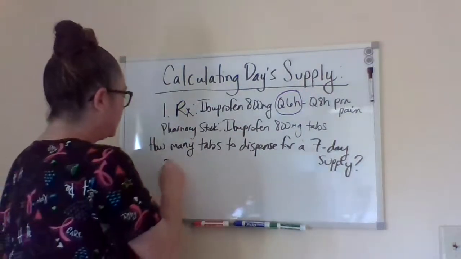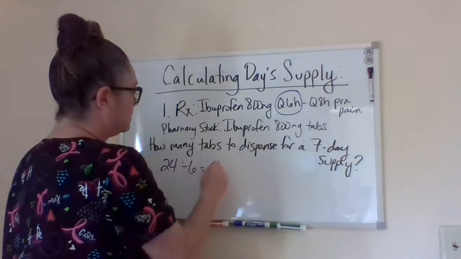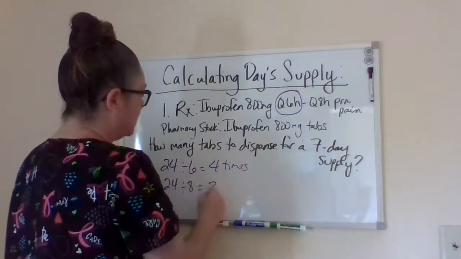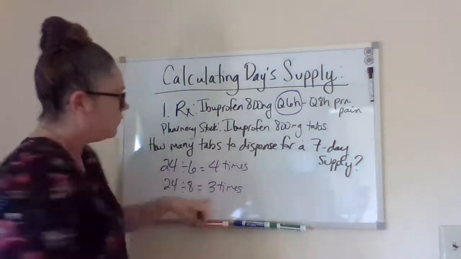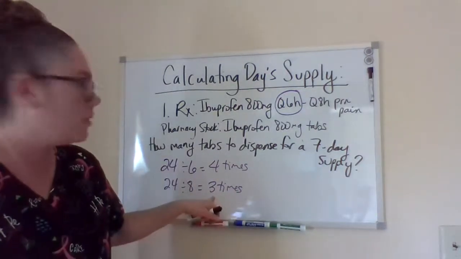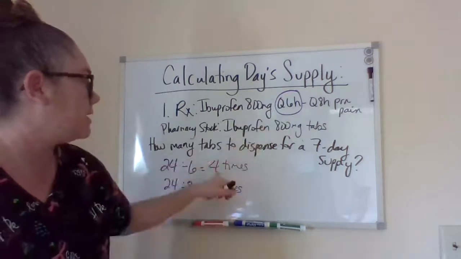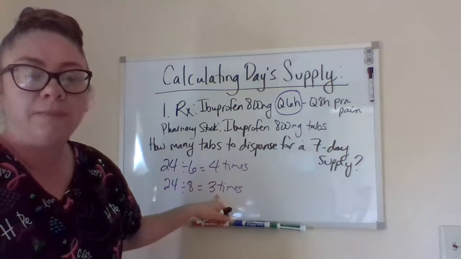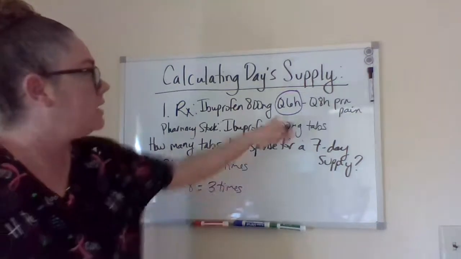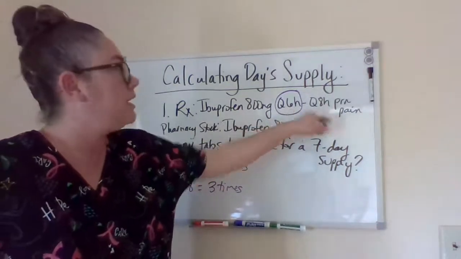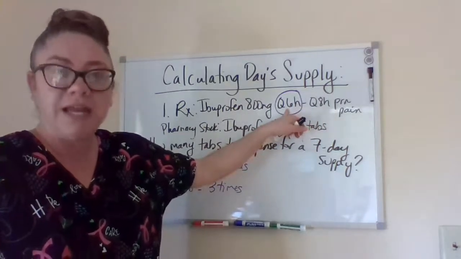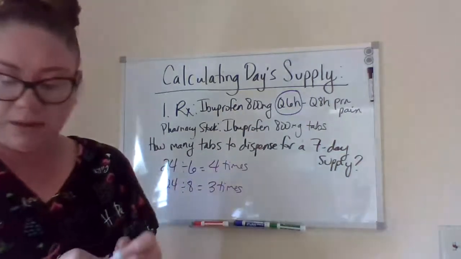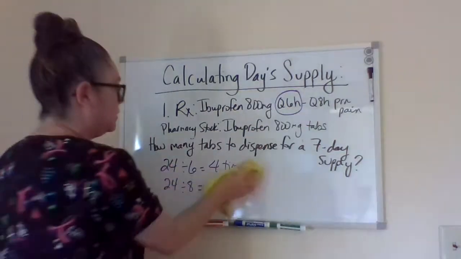So again, 24 hours divided by 6 is 4 times a day. 24 hours divided by 8 is only 3 times a day. So if we base it off of the every 8 hours, but they ended up taking it every 6 hours, we would short them. They wouldn't have enough to get through the course of therapy. So anytime you have a range, you're going to give the maximum amount that they're taking, the maximum amount of times per day. Okay, so let's do this one a little differently.